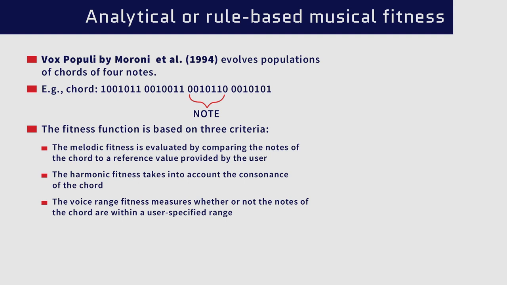The generic operations of crossover and mutation are applied to these strings in order to produce new generations of the population. The fitness function is based on 3 criteria: melodic fitness, harmonic fitness, and voice range fitness. The melodic fitness compares the notes of the chord to a reference value provided by the user. The harmonic fitness evaluates the consonance of the chord. And the voice range fitness measures whether the notes of the chords are within a certain range specified by the user.